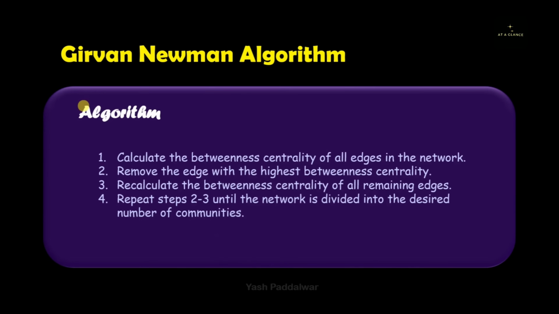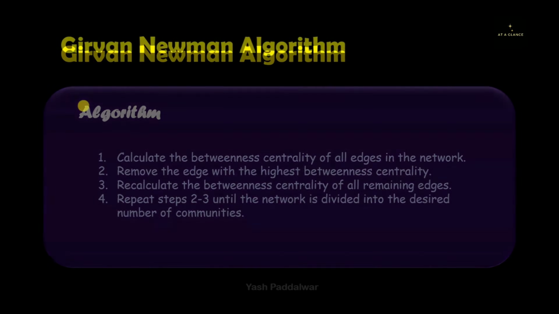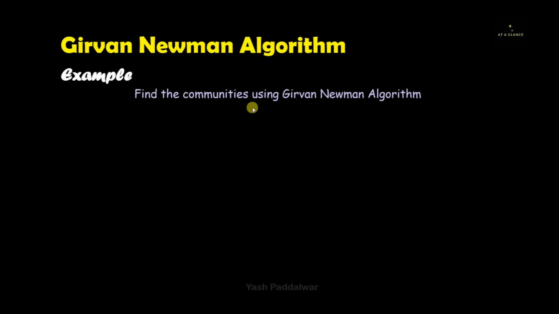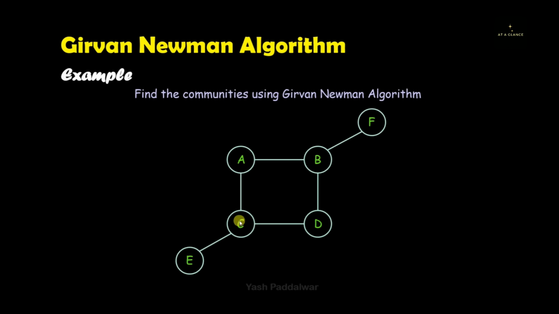So this was the algorithm. The algorithm is very simple. I hope it is clear to you all. Now, with the help of this algorithm, we'll solve one example. This example will surely clear all your doubts for finding out communities using the Girvan Newman algorithm.